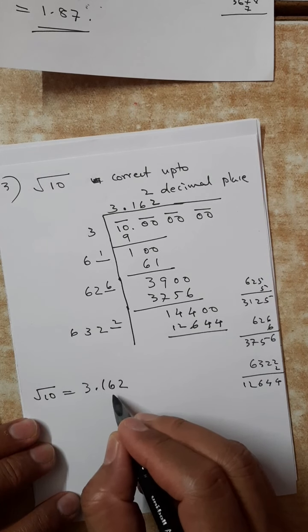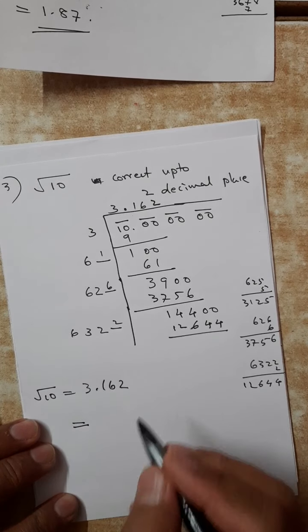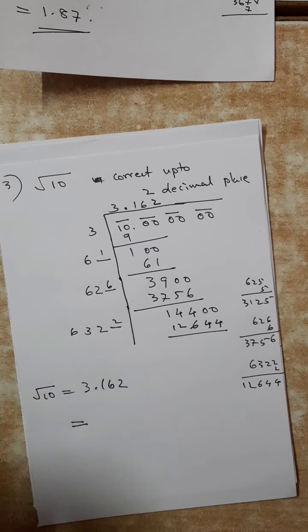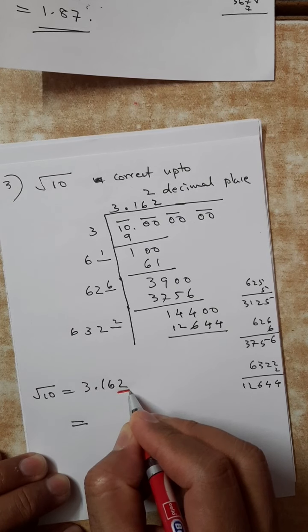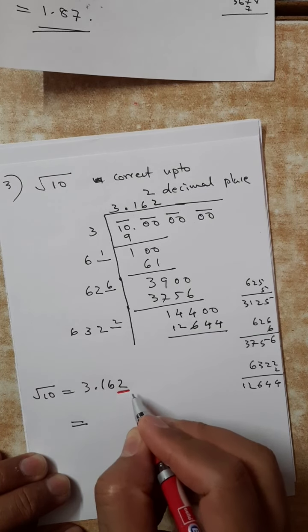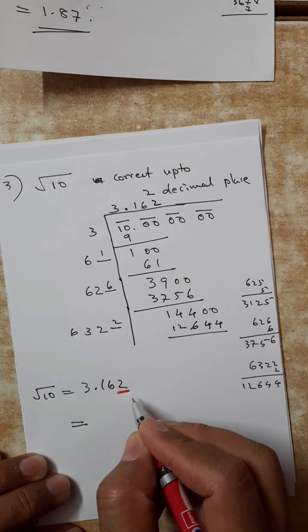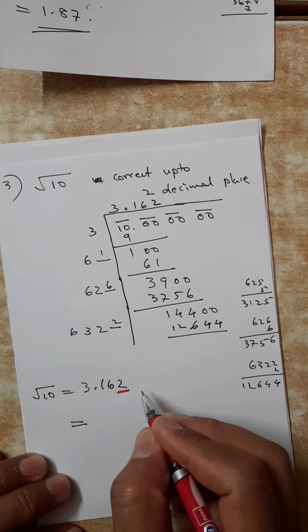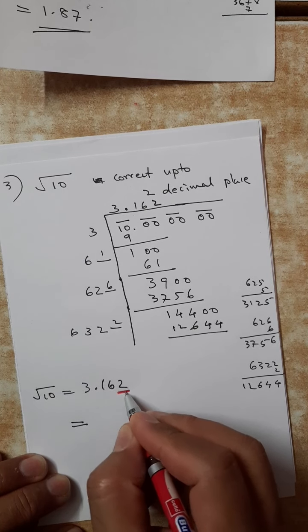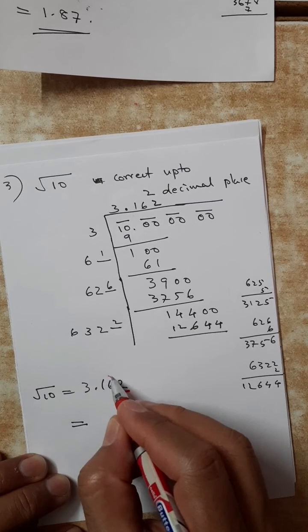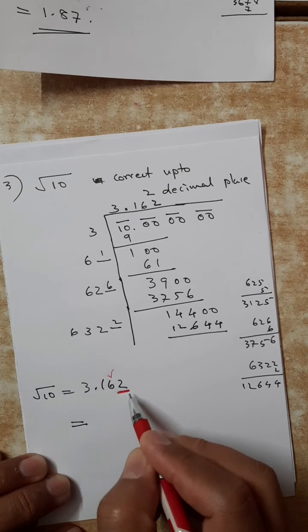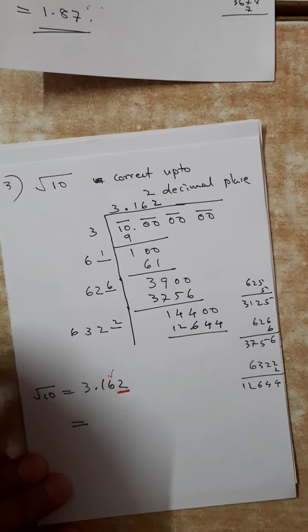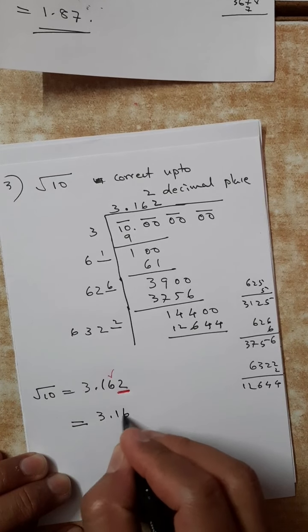Up to 3 decimal places means this answer. But the question is correct up to 2 decimal places. That means I have to do the rounding off. I need up to 2 decimal places, and rounding means I have to check the last digit. The last digit is 2. If it is 0, 1, 2, 3, 4, less than 5, leave it simply. If it is 5 or more than 5, it will be increased. That is a technique, that is a rule. But here it is only 2, so leave it like that. So we will write the answer 3.16.